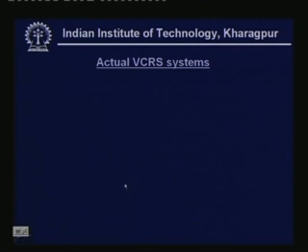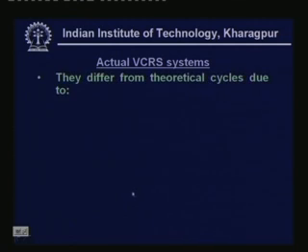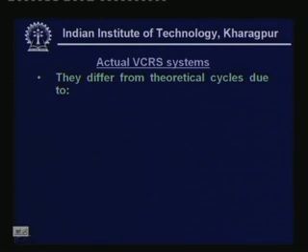Now let us look at the actual vapor compression refrigerant cycle and in what way it is different from the theoretical cycles. Whatever we have been discussing till now are theoretical cycles which did not have any internal irreversibilities. Okay. Now let us look at an actual cycle. In what way does an actual system differ from this theoretical cycle? Okay. So the differences are like this.